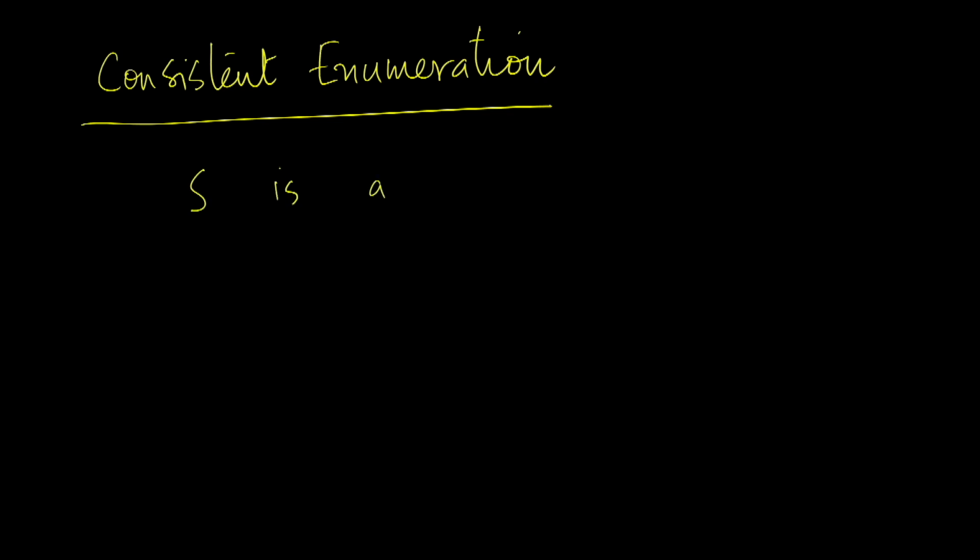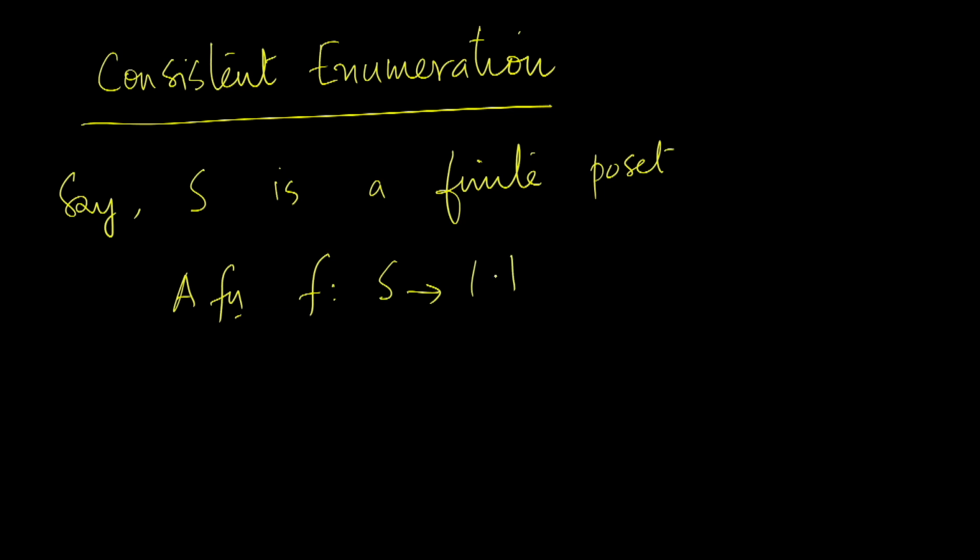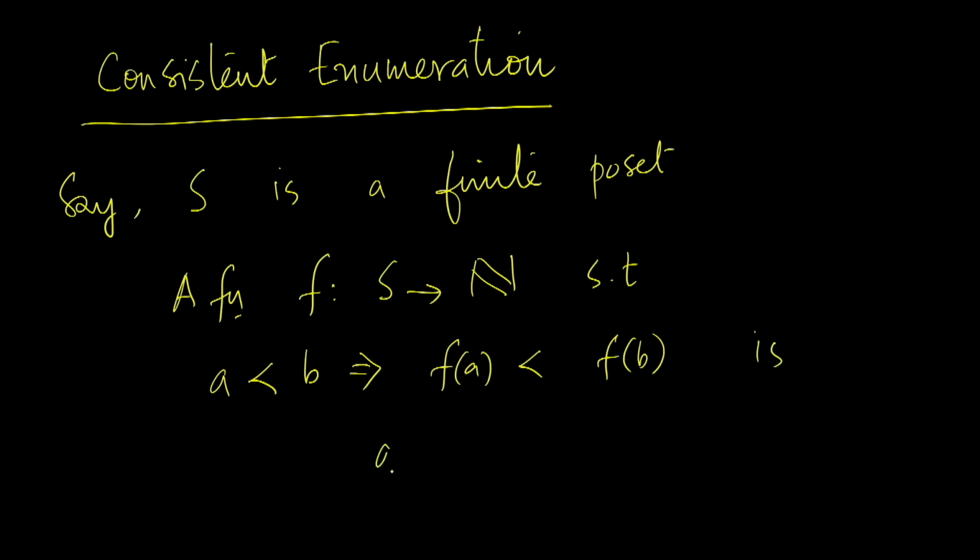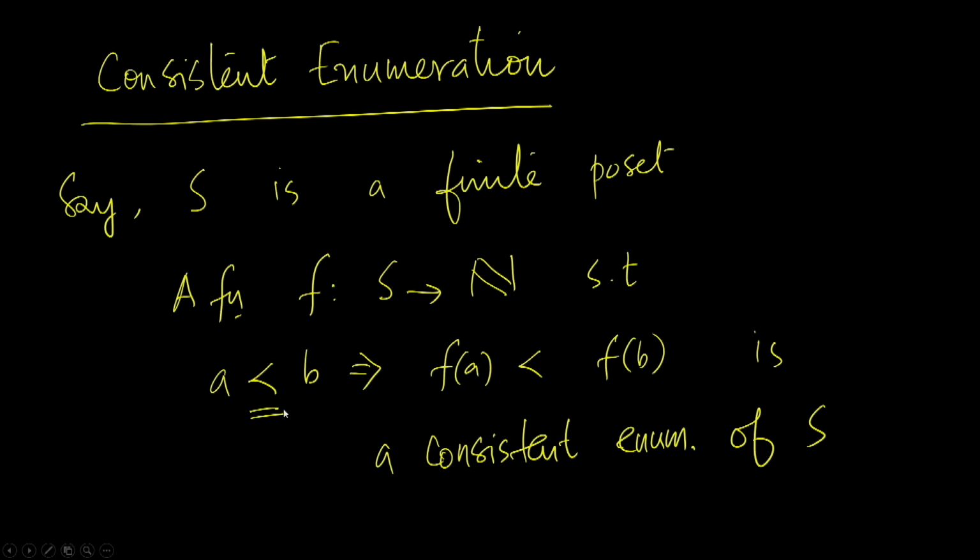Say S is a finite poset. A function f from S to the set of natural numbers such that A precedes B implies that f of A is less than f of B is a consistent enumeration of S. So, this is the precedence relation, whereas this is the less than relation over natural numbers.